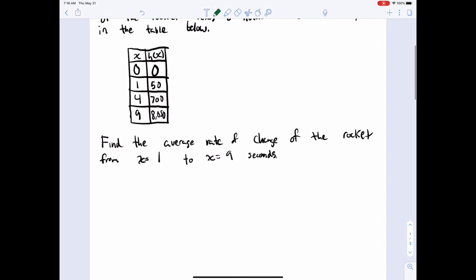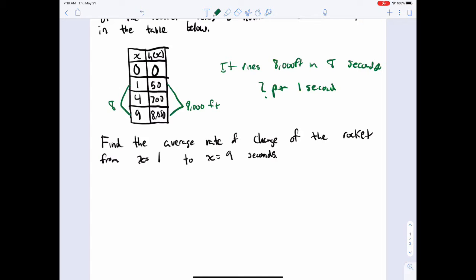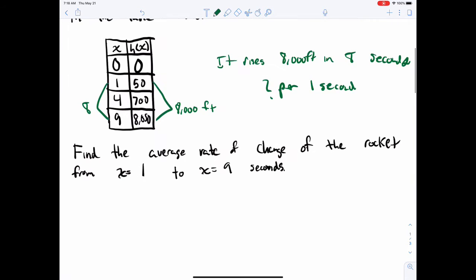Alright, so to find the average rate of change here, you should realize that the rocket goes up 8,000 feet in 8 seconds. But we know that's not an average rate of change because a rate of change is a unit rate. It's per 1 second. That's what we're trying to figure out. So to figure that out, we would just simply divide. We would do 8,000 feet divided by 8 seconds, and you get 1,000 feet per second.